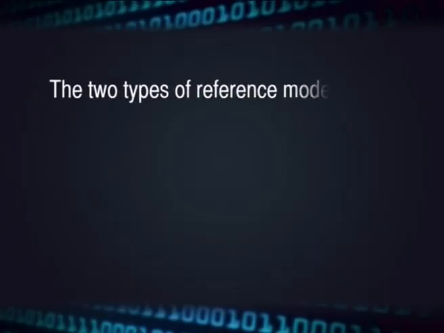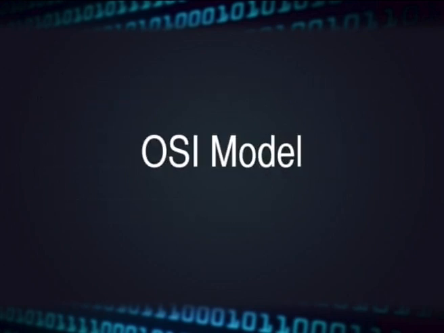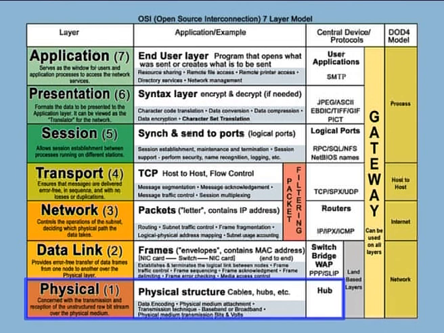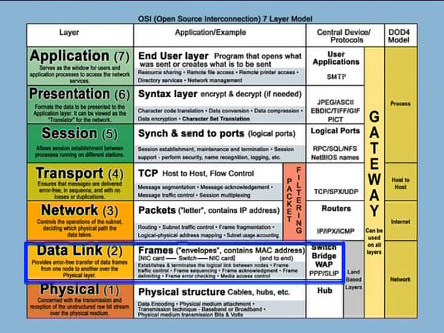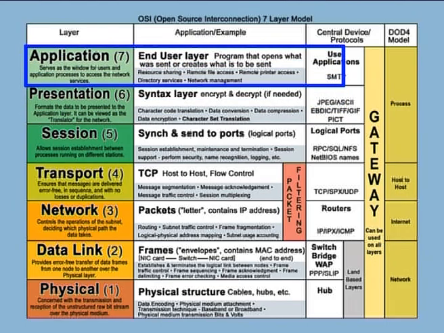The two types of reference models are OSI model and TCP/IP model. Let us talk about the OSI model first. Physical link of all devices are at physical layer of OSI reference model. When we connect a device to a system, it communicates with the other layers.